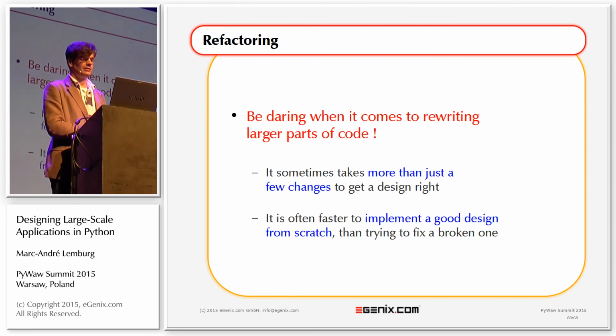What's very important in refactoring, and this ties into this rabbit hole idea, is that sometimes when you try to refactor something, you get stuck. And you find that you cannot refactor some code because the code is simply not made for that. And then you just stop and throw it away and rewrite it. And this is very important. You have to be daring when it comes to refactoring your code.